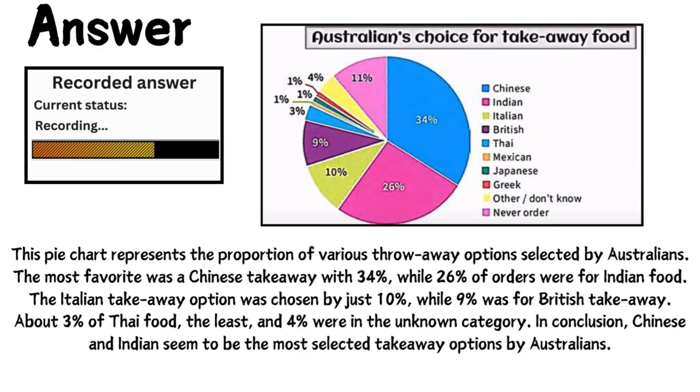About 3% was for Thai food, the least, and 4% were in the unknown category. In conclusion, Chinese and Indian seem to be the most selected takeaway options by Australians.